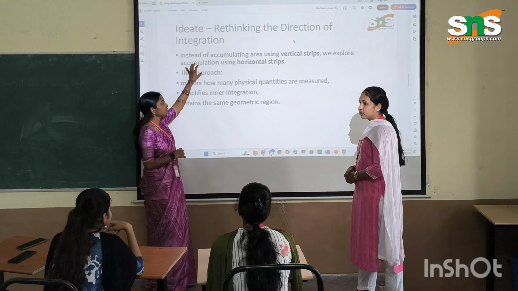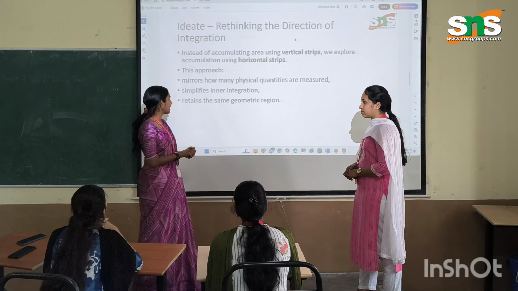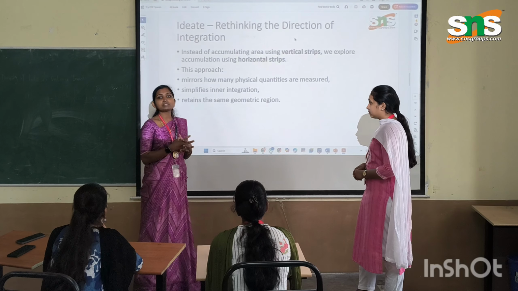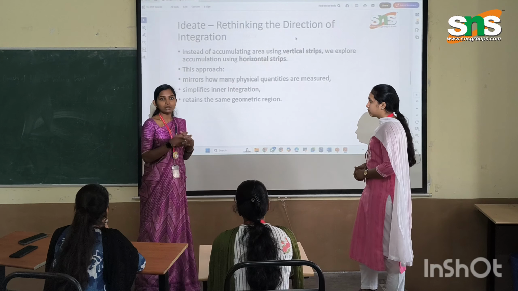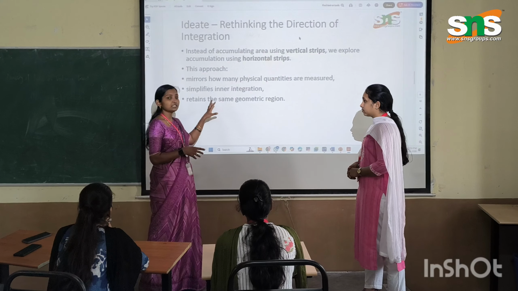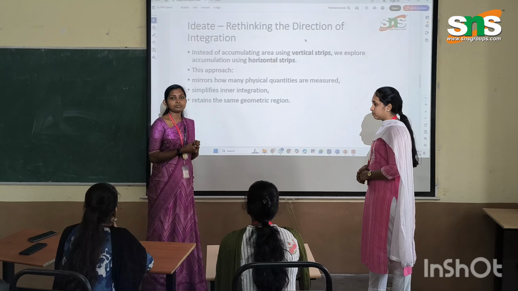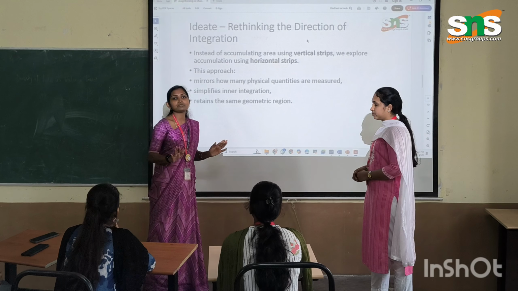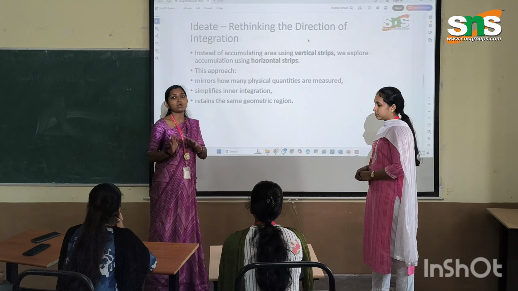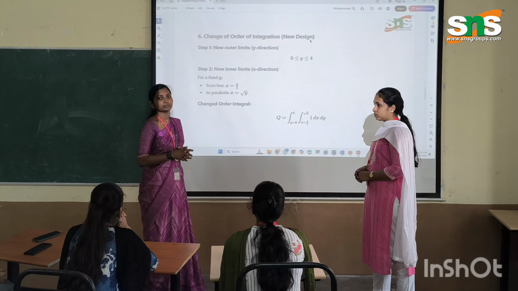So what do we have here in the ideation process? We find that the inner integration becomes simplified to integrate and compute, and it retains the geometric region of the problem as well. So this is what we are in need of. We will not change any concept of the problem, but we are just changing the order of integration here.